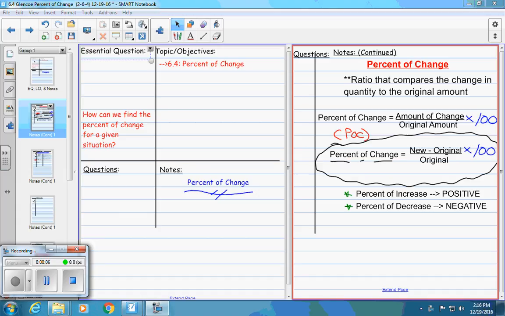As you can see, our lesson for 6.4 is about percent of change. This is a really common calculation used in science and in our everyday world. I'm going to pause right now and have you copy down what you see.